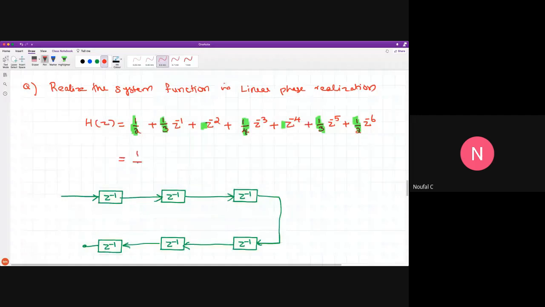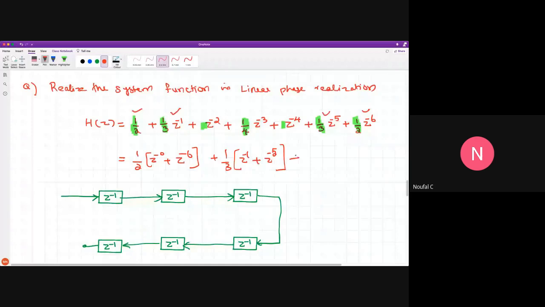So you have 1/2. You have z raised to -0 in the beginning. At the end, you have z raised to -6. So you have taken care of these two terms. Then you have 1/3 into z raised to -1 plus z raised to -5. So these two terms are done. And you have z raised to -2 plus z raised to -4. So these two terms are taken care of. And you have a single term, that is 1/4 z raised to -3.